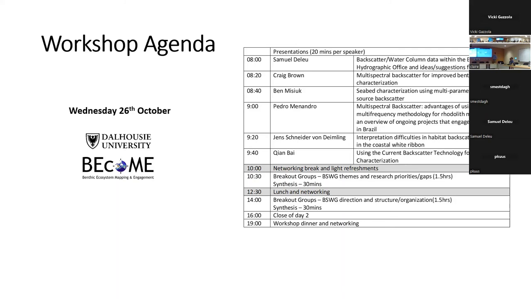And after lunch, we've got another breakout session where we really want to start thinking about what the Backscatter working group should be next. How do we organize ourselves? What do we want to achieve? The first Backscatter working group really led to that Backscatter Bible. Where do we go from there? There are lots of ideas, and it'd be interesting to see where people feel that we should go as a Backscatter community. Then we'll close around 4 o'clock.